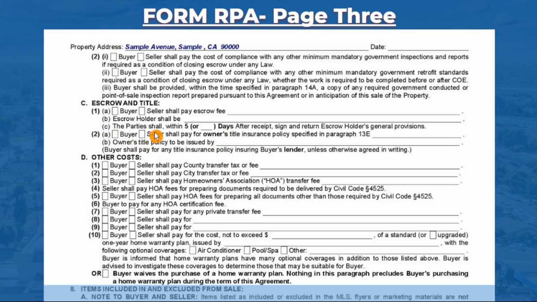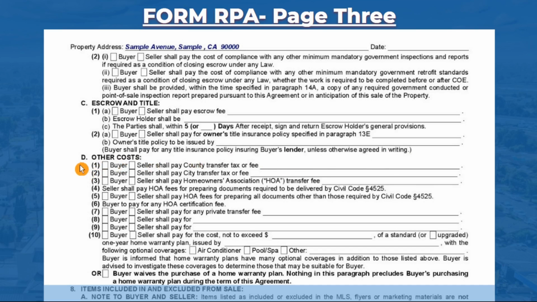This section states that within 5 days, unless otherwise agreed upon, the buyer and the seller will sign and return the escrow holder's general provisions. This section talks about the owner's title insurance policy, and the seller will normally determine who that provider will be, and that goes here. And the buyer would pay for any title policy insuring the buyer's lender unless otherwise agreed upon in writing.